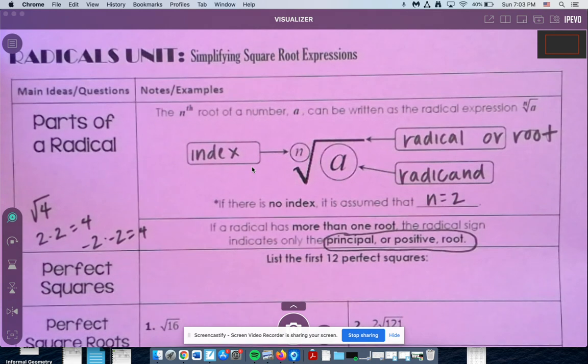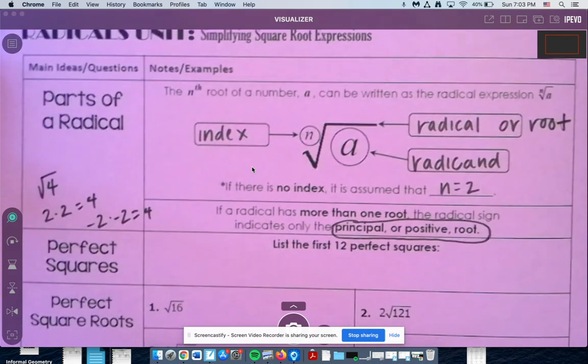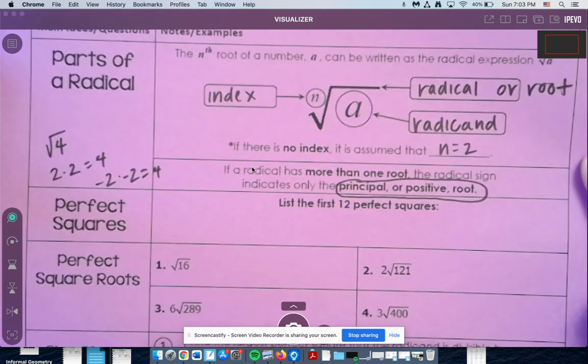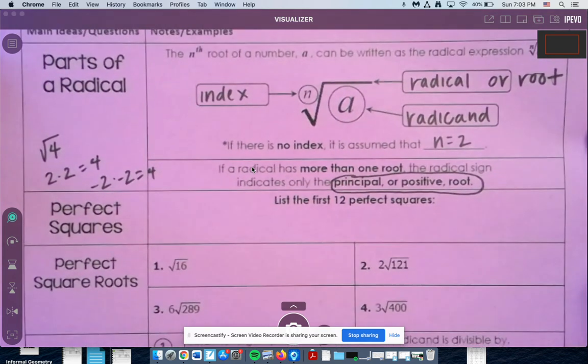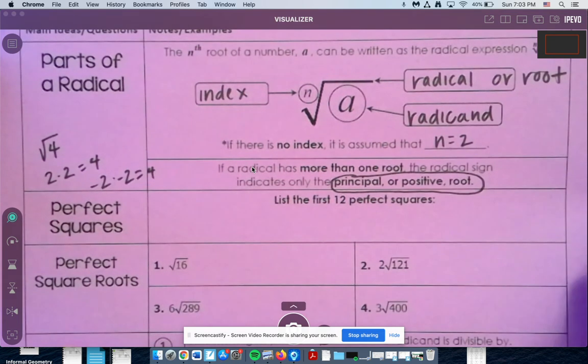Okay, now they want us to list our perfect squares. So this list will be very helpful for you. You will use this a lot this chapter. It's kind of like the meat and potatoes of our chapter. We're going to use these numbers all the time. So a perfect square, you guys, is like 4, right? Because what number times itself gives me 4. So we just start: 1 times 1 is 1. So 1 is our first perfect square.